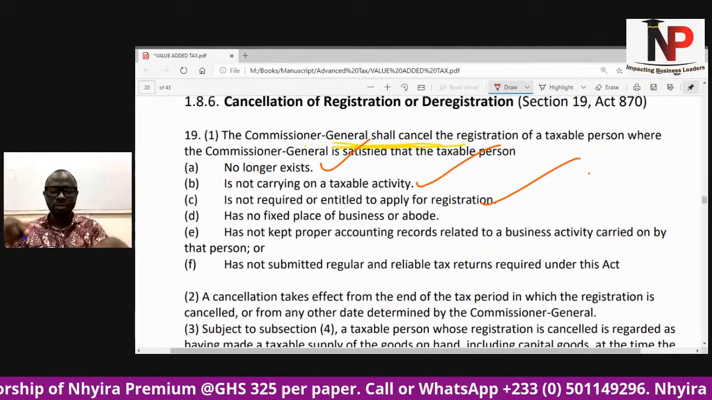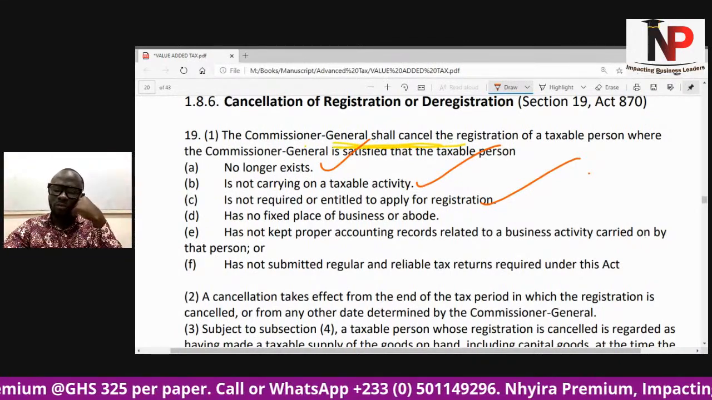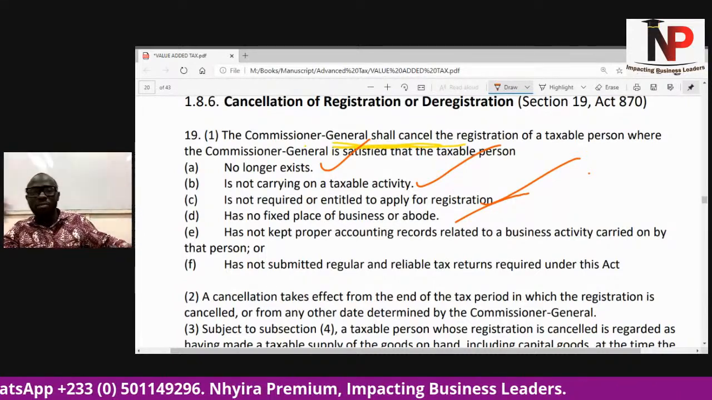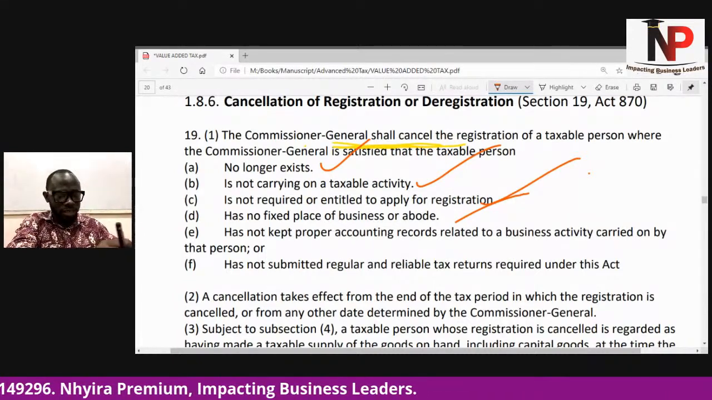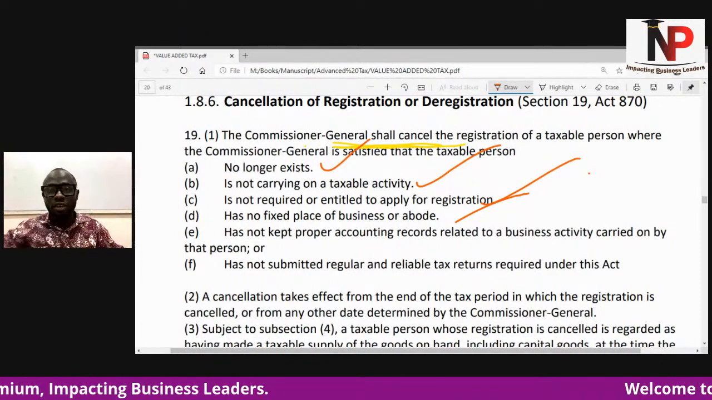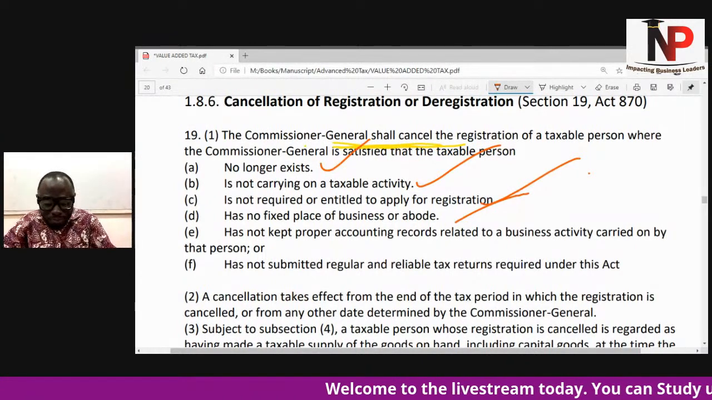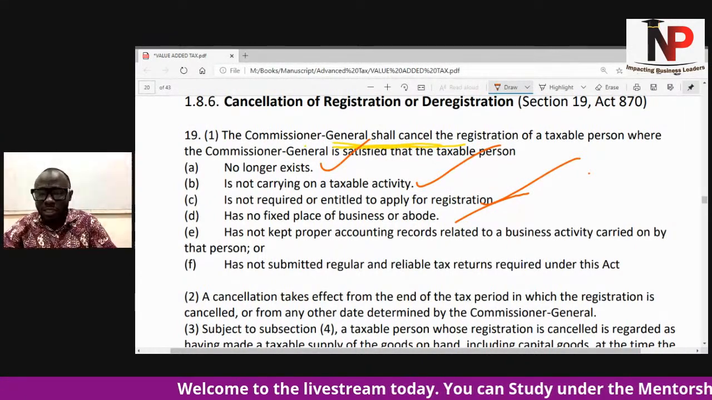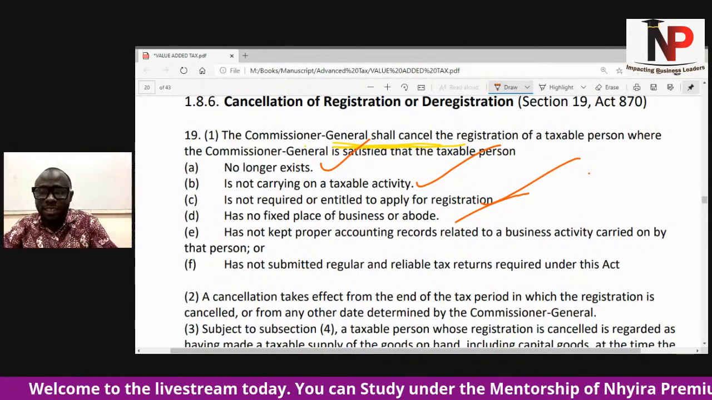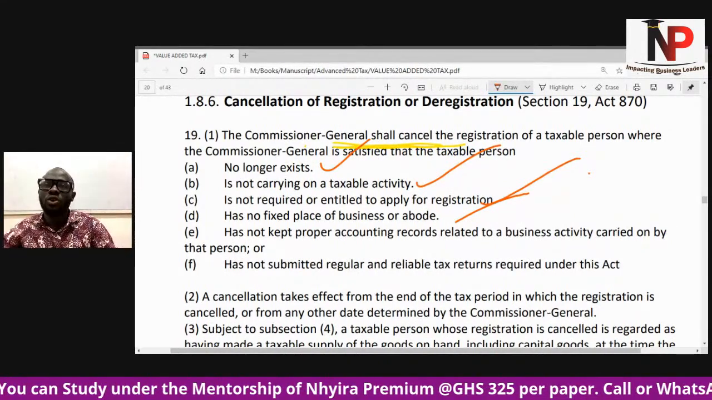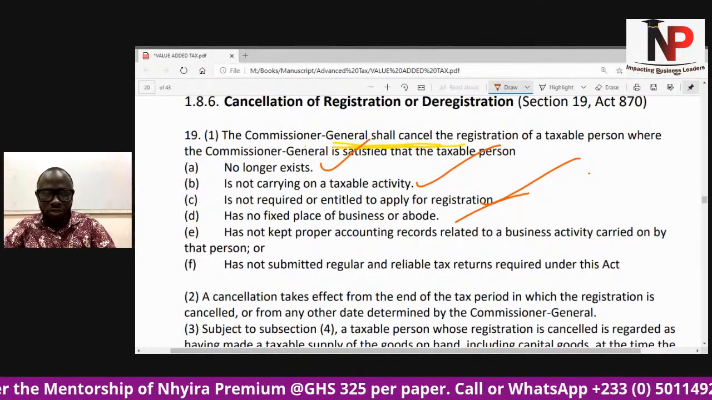Then, has no fixed place of business or abode. That is very, very important. For some reason, maybe the business is not able to pay its rent for the period under consideration, so it has lost that permanent place of business, or the person is homeless. So for that reason, where are you going to undertake any business? So we cancel your registration.